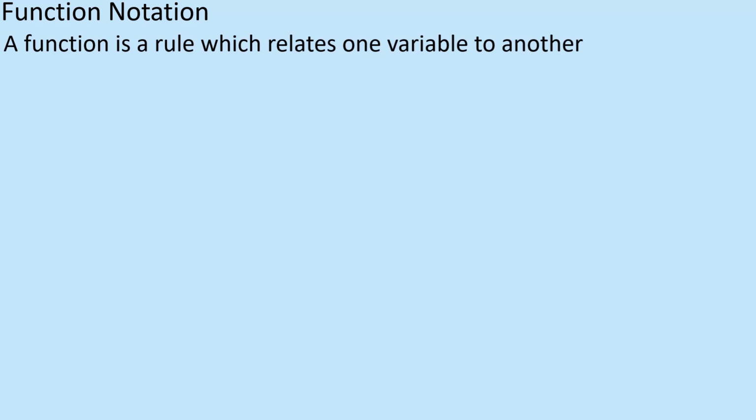So a function is a rule which relates one variable to another. Very similar to what you would think about in terms of y and x in a Cartesian equation, but of course the notation is written a little bit differently. What you tend to see is either f of x or g of x, and sometimes h of x, but it tends to be f of x more than anything else.